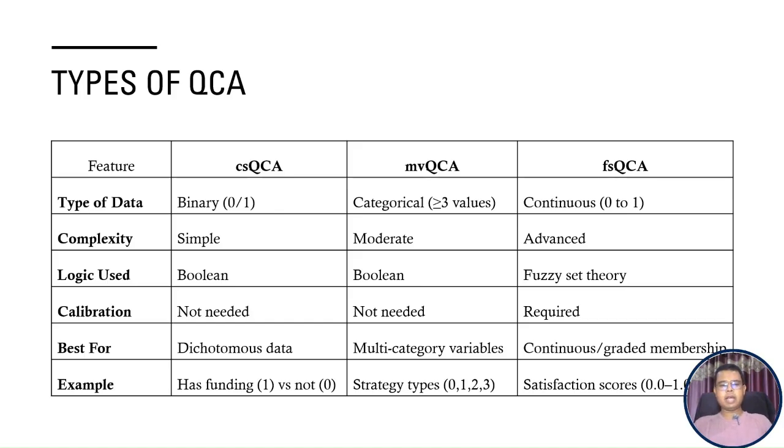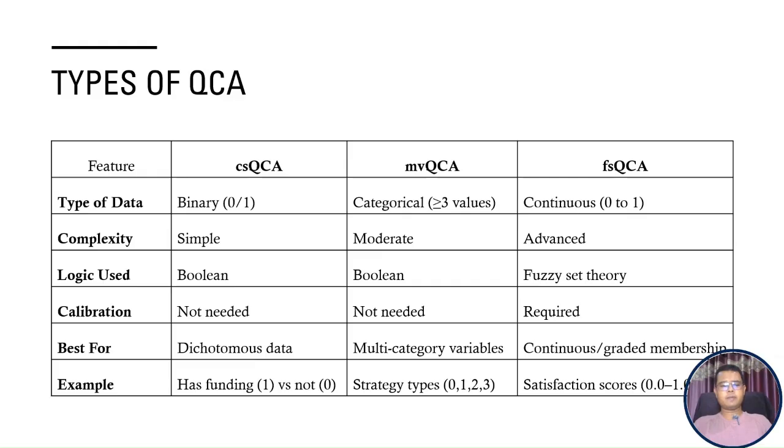Here, csQCA will handle binary data sets or binary outcomes. At the same time, MVQCA also handles categorical variables, but with more than two categories, not binary. On the other hand, fsQCA will handle continuous variables. In complexity level, csQCA is very simple, MVQCA has a moderate level of complexity, and fsQCA is very advanced and quite complex.